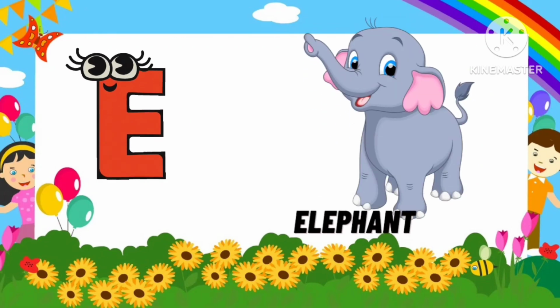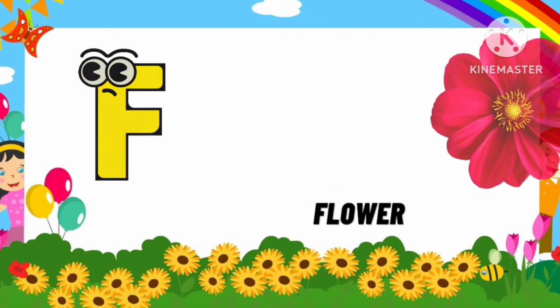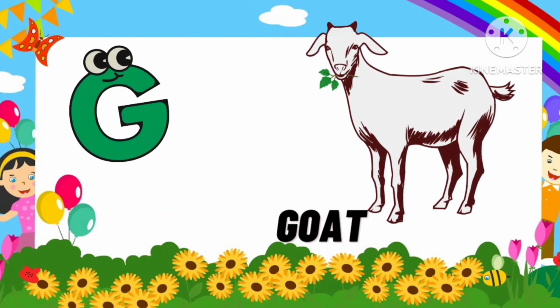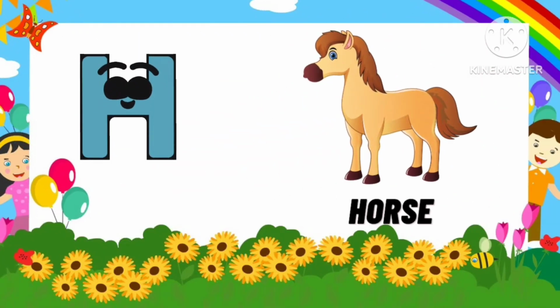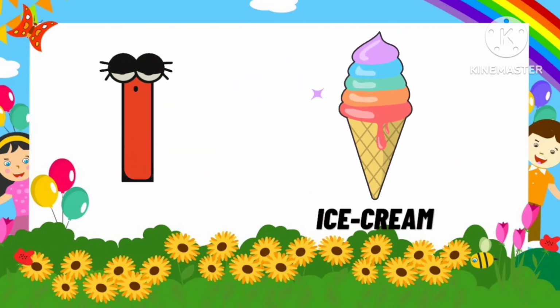F for flower. G for goat. H for horse. I for ice cream.